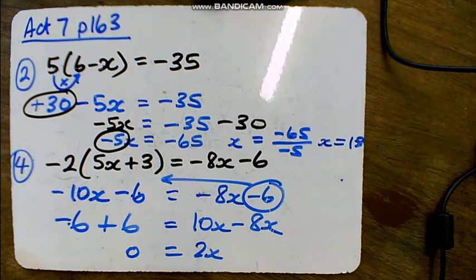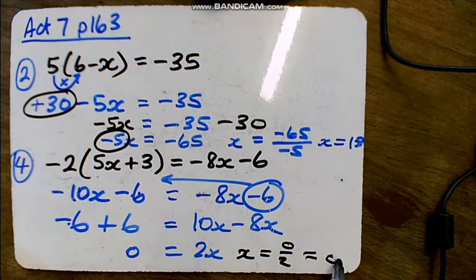Divide both sides by 2. What will be the final answer? So we got x is equal to 0 over 2. X will be equal to 0. You agree, class? X is 0.